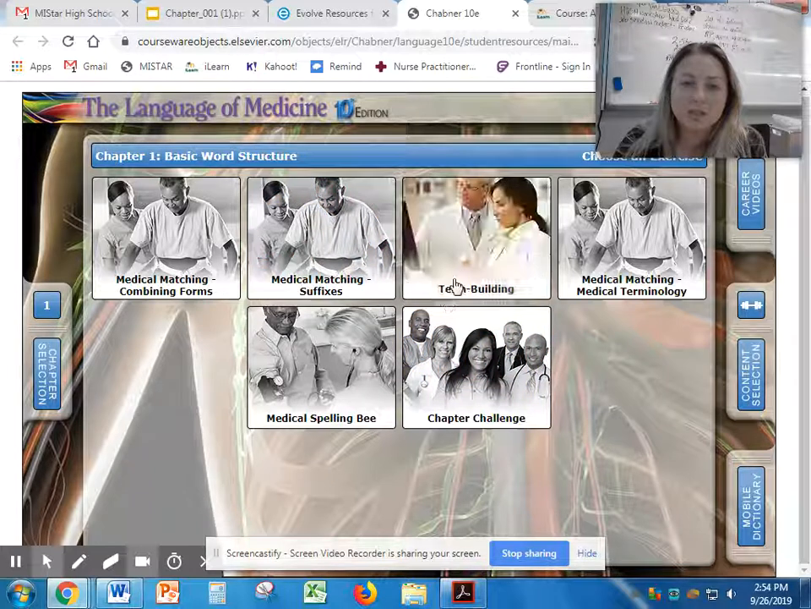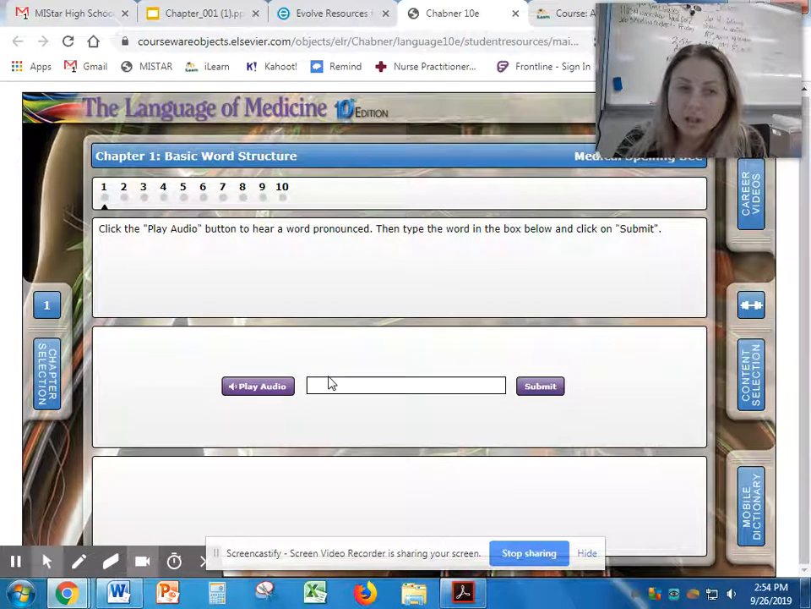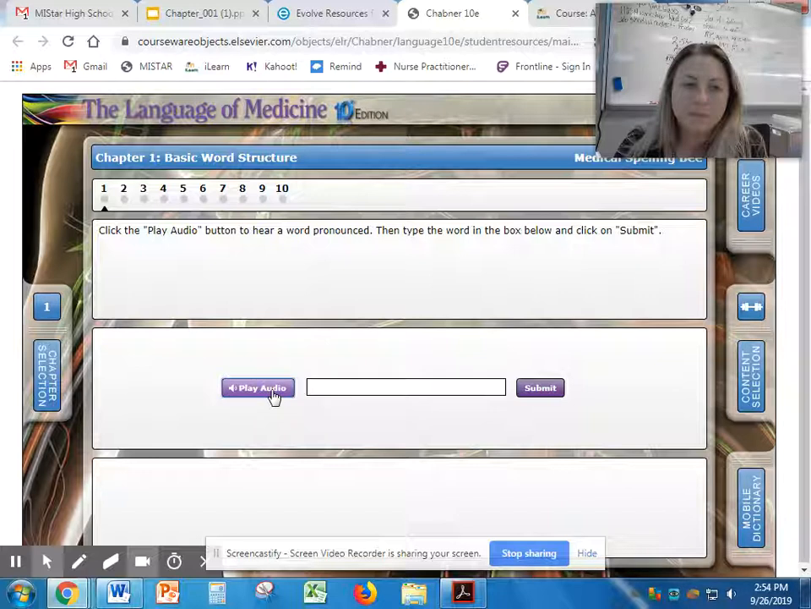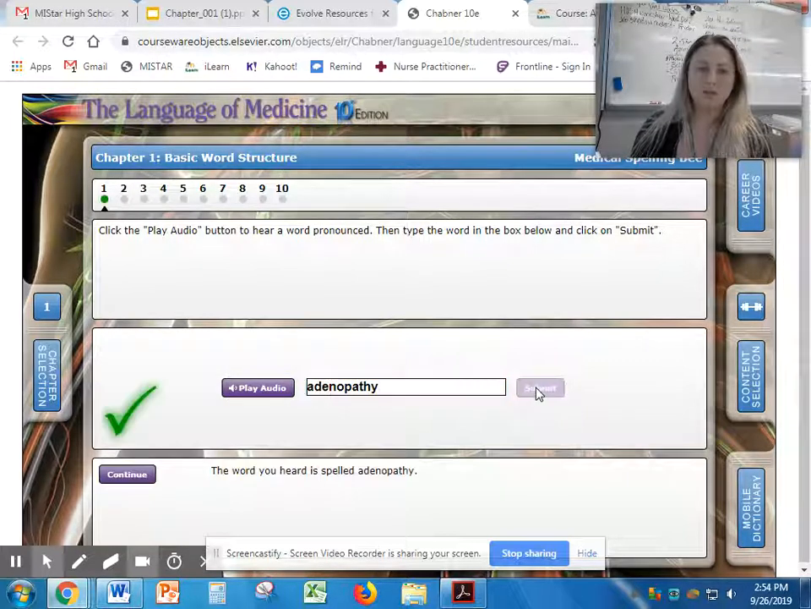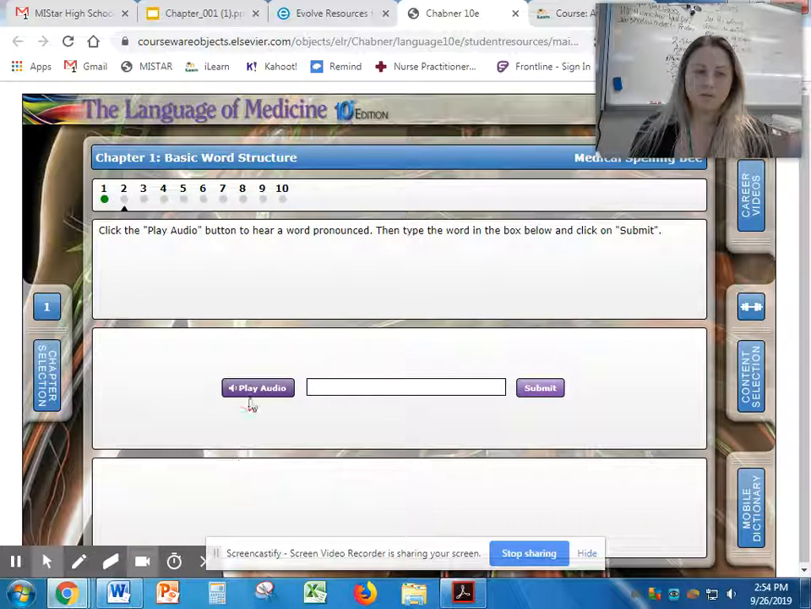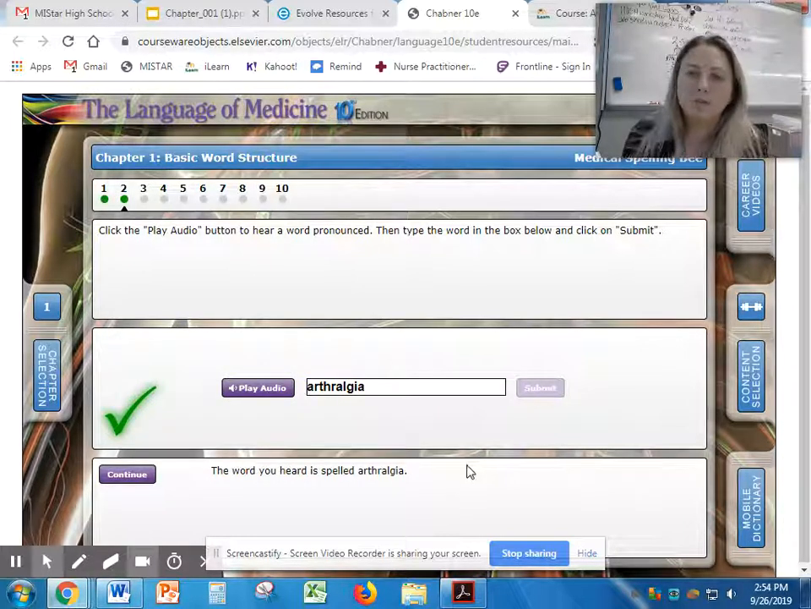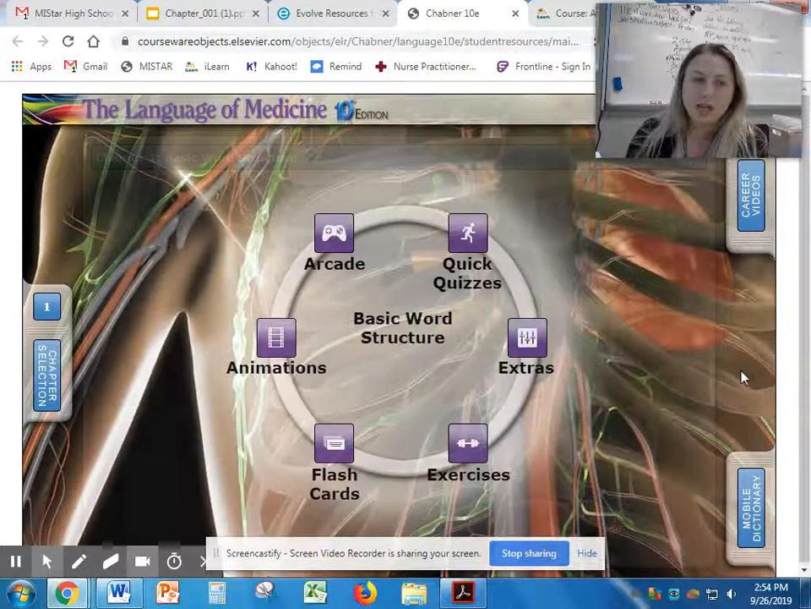You can do just suffixes. You can do the terms if you want to check your spelling. And you can hear them, so here's this one. Adenopathy. Adenopathy. So you can practice. Submit. Continue. Arthralgia. So you can get used to how the word sounds and how it's spelled. Also, I would practice saying it too after they say it.